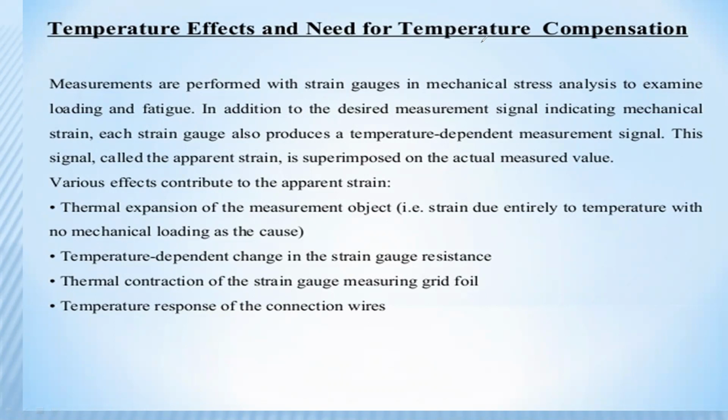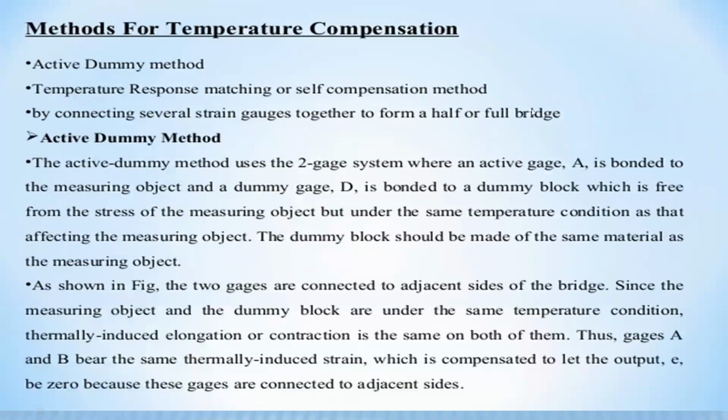And next one, what are the methods of temperature compensation? What are the different methods of temperature compensation? They are the active dummy method, and temperature response matching or self-compensation method by connecting several strain gauges together to form a half or full bridge. So these are the different methods of temperature compensation.